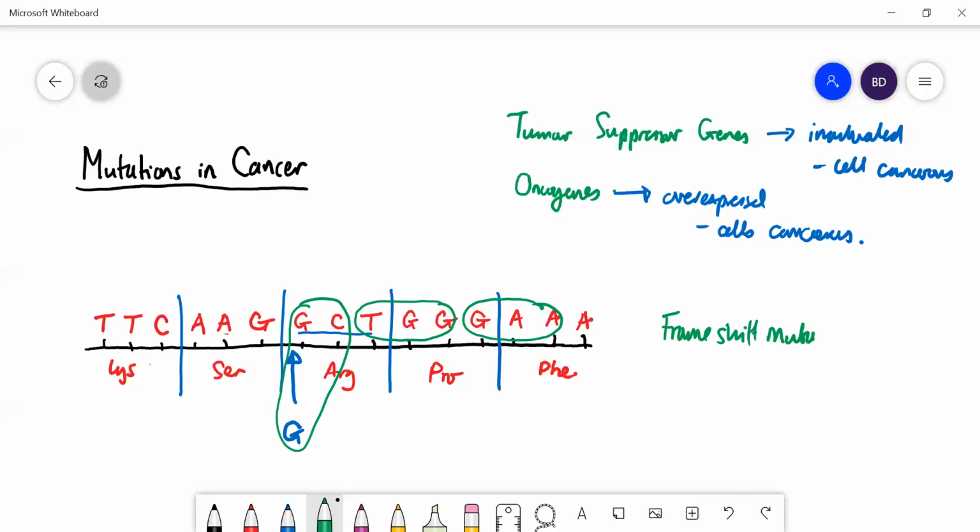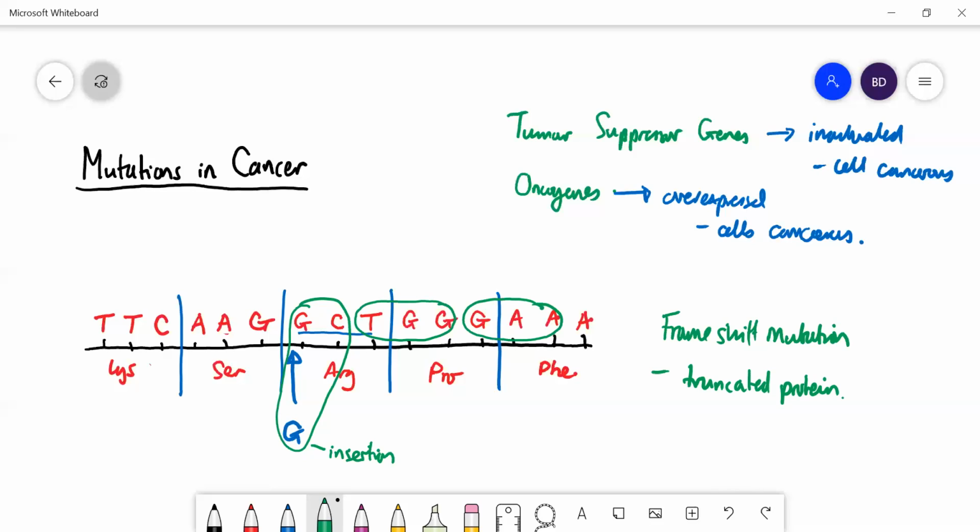And more often than not, if you get a frame shift mutation, an insertion as I've done there, or a deletion would also cause a frame shift mutation, then you'll get a protein where the first 20 amino acids or so may be correct. Everything after the insertion or the deletion is wrong. So you get what's called a truncated protein. That's a protein that's not going to work. It's only got the first part of it, or the first half of it, and it won't work.